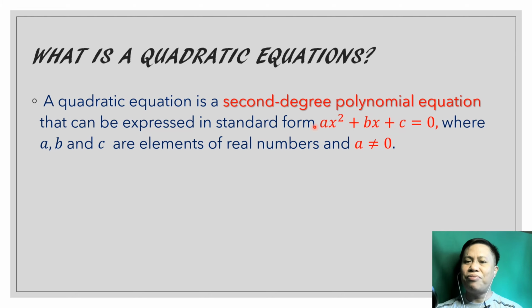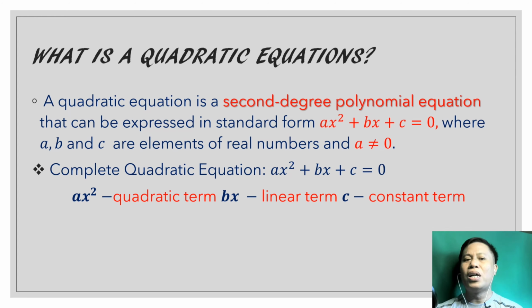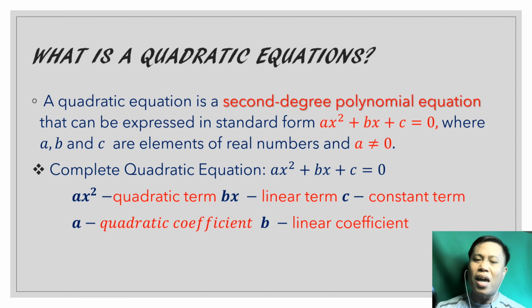In other words, if the quadratic equation is not arranged in this manner, then it is not in standard form. Your quadratic equation can be called a complete quadratic equation if you have ax squared plus bx plus c equals 0, meaning the terms ax squared, bx, and c must be present. Your ax squared is called the quadratic term, your bx is called the linear term, and c is the constant term, while the a in your ax squared is called the quadratic coefficient, and the b in your linear term is called the linear coefficient.